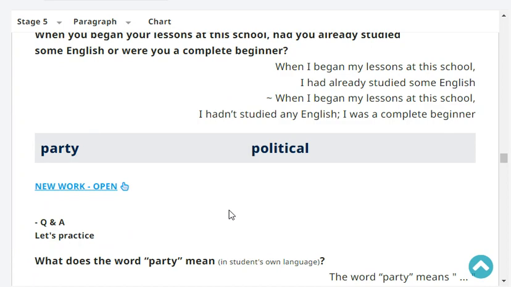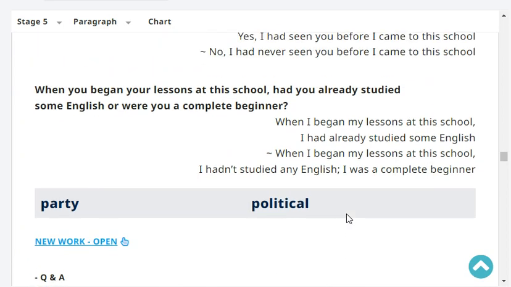Very good. When you began your lesson at this school, had you already studied some English or were you a complete beginner? When I began my lesson at this school, I had already studied some English.